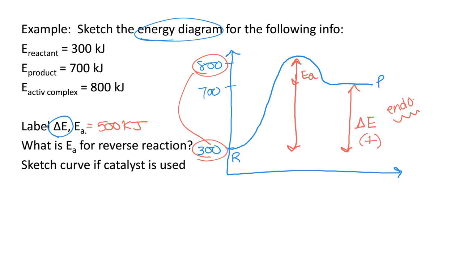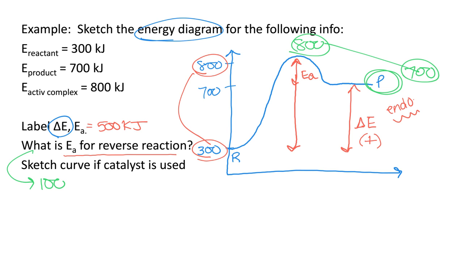And then another type of question you'll see: what is the activation energy for the reverse reaction? Now, if it is the reverse reaction, then I'm starting right here at 700 and going up to 800. So that difference from 700 to 800 is 100 kilojoules. So my activation energy for the reverse reaction would be 100 kilojoules. And if a catalyst is used, I'm going to show my same reactant energy, same product energy, but my peak for that activation energy is not going to be as high.